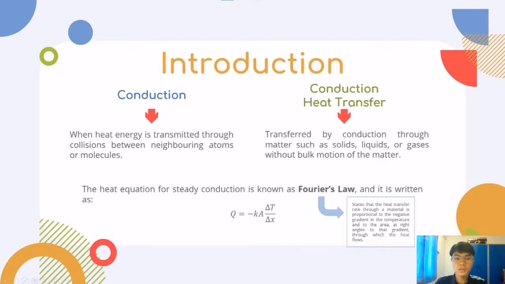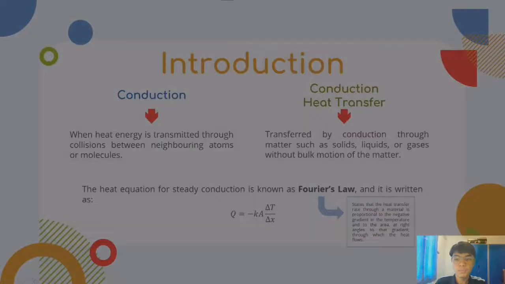Conduction heat transfer is the transfer of heat through matter like solid, liquid or gases without bulk motion of the matter. The heat equation for steady conduction is written as Q equal to negative K times A times delta T over delta S, and this equation is known as Fourier's law equation. As we all know, Fourier's law states that the heat transfer rate through a material is proportional to the negative gradient in the temperature and to the area, at right angles to that gradient, through which the heat flows.